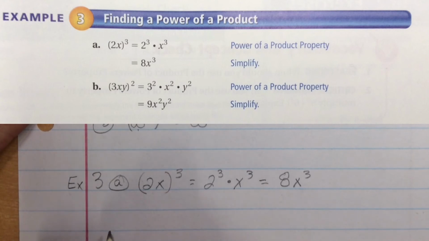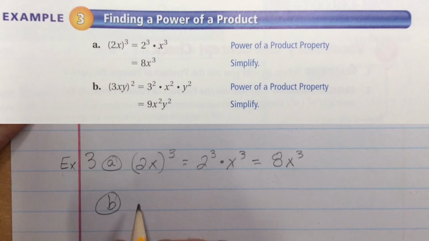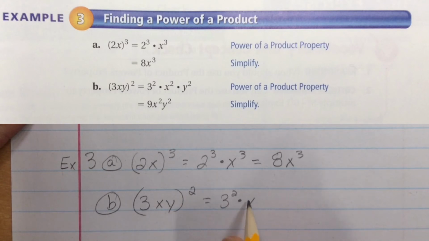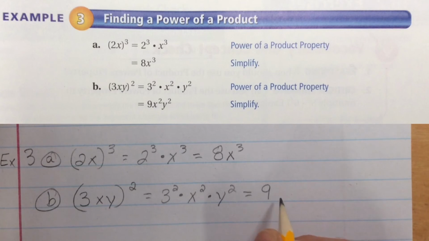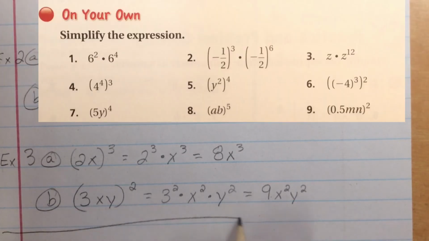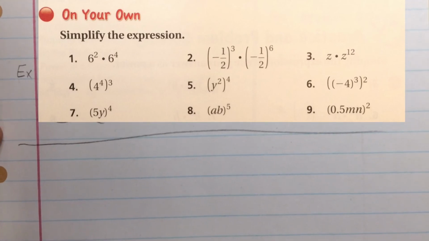And the last one for our examples, B here, is 3xy squared. And that equals 3 squared times x squared times y squared. We know 3 squared, 3 times 3 is 9, so that gives us 9x squared y squared. And we don't have to have the multiplication in there because it's automatic because they're next to each other. Excellent. Well, now we can do the on your owns.